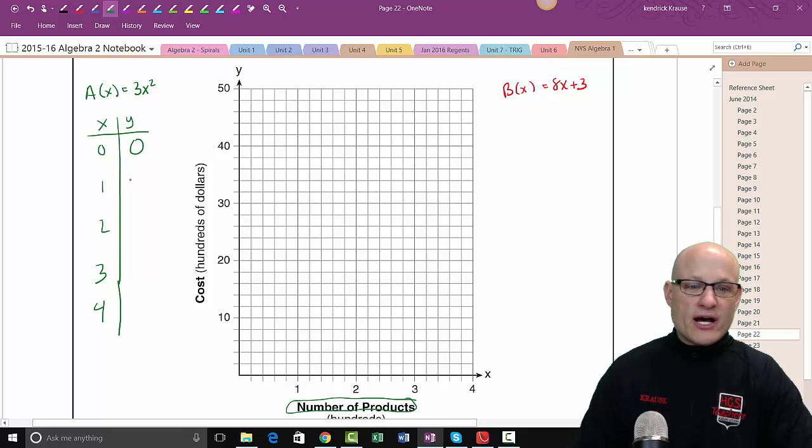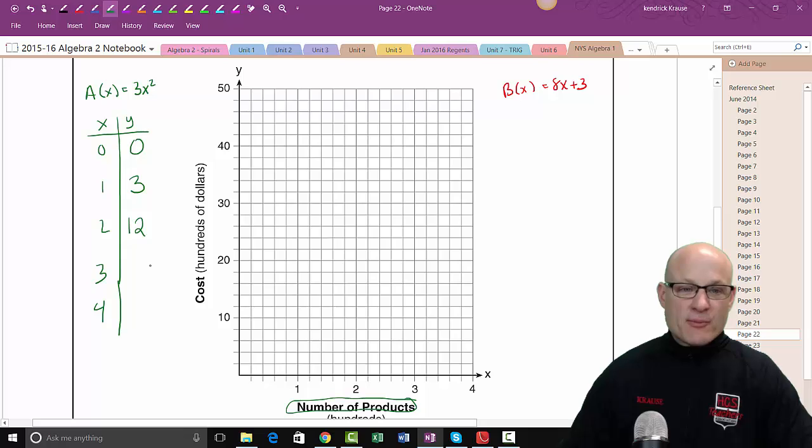If I plug in 1, I get 3. If I plug in 2, 2 squared is 4. 4 times 3 is 12. If I plug in 3, 3 squared is 9. 9 times 3 is 27. And if I plug in 4, 4 squared is 16. 16 times 3 is 48.